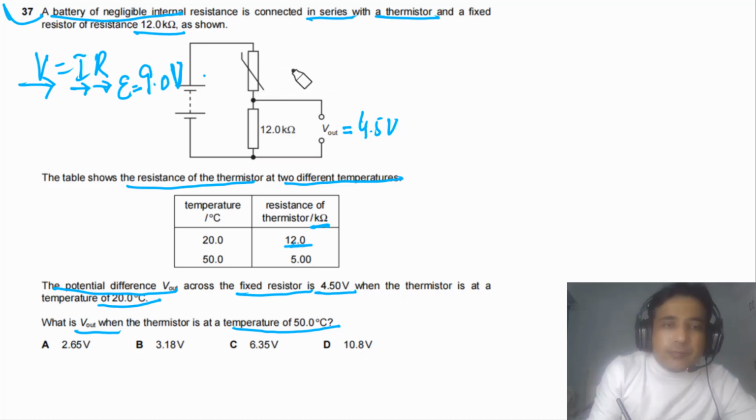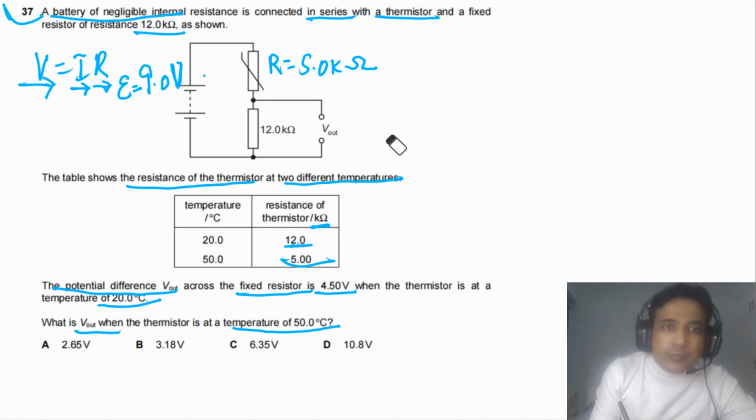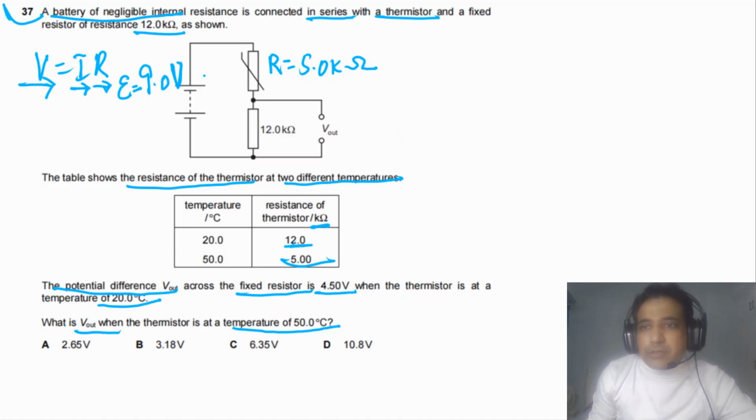At a temperature of 50 degrees Celsius, the resistance of the thermistor is equal to 5 kilo ohms. So we can say this is 5.0 kilo ohms. And the resistance of this fixed resistor is constant, this is 12 kilo ohms. Now we need to find out what the value of this V out is. So this is a simple potential divider circuit, so we need to find V out.